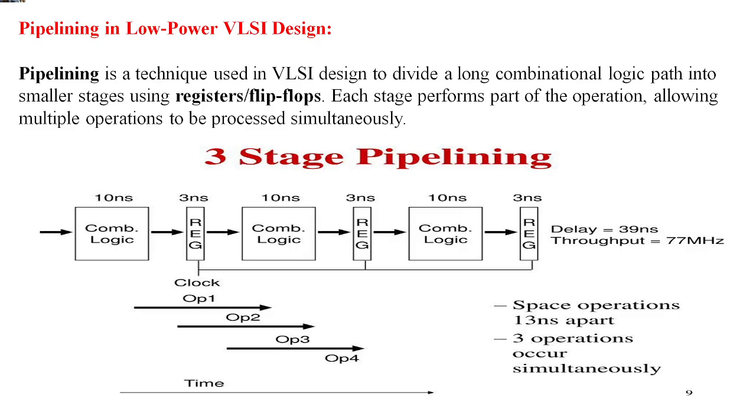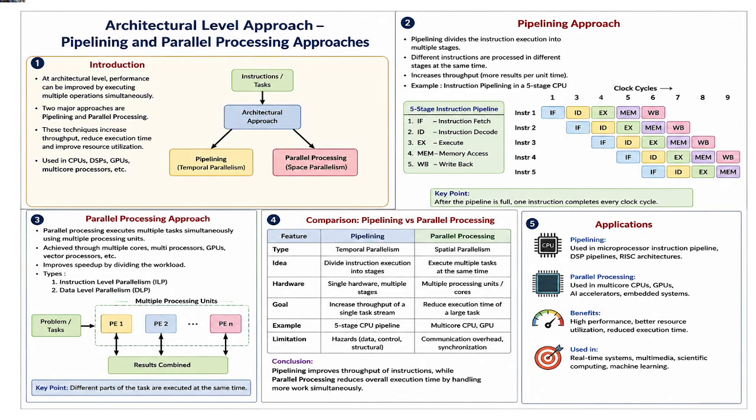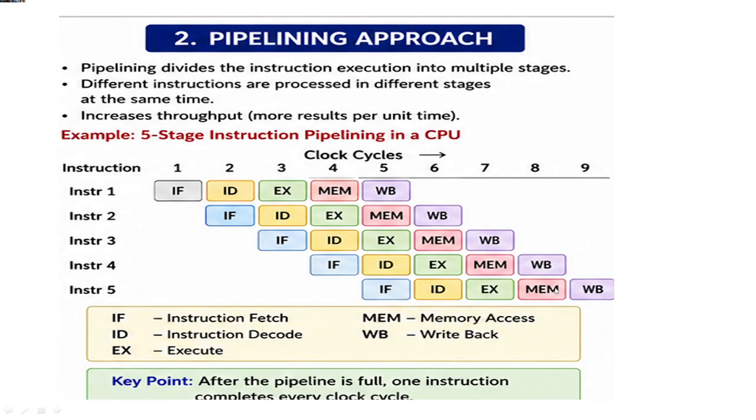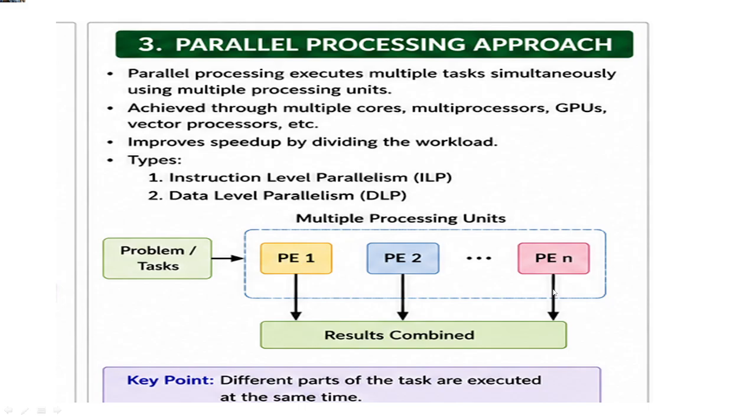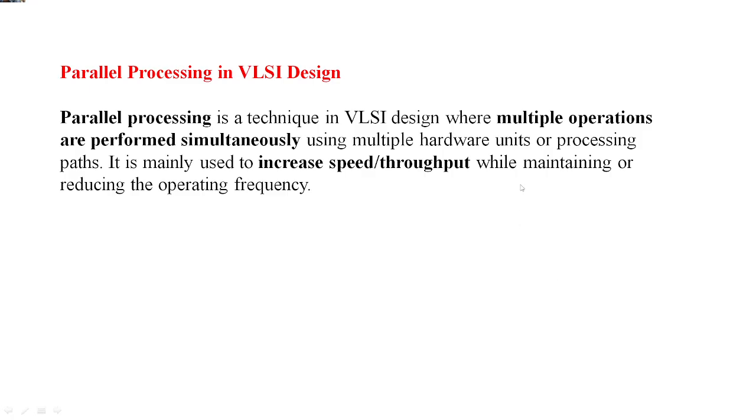I will explain about parallel processing and VLSI technology. In parallel processing, multiple tasks or multiple instructions are executing simultaneously. Simultaneous execution is called parallel processing technology.